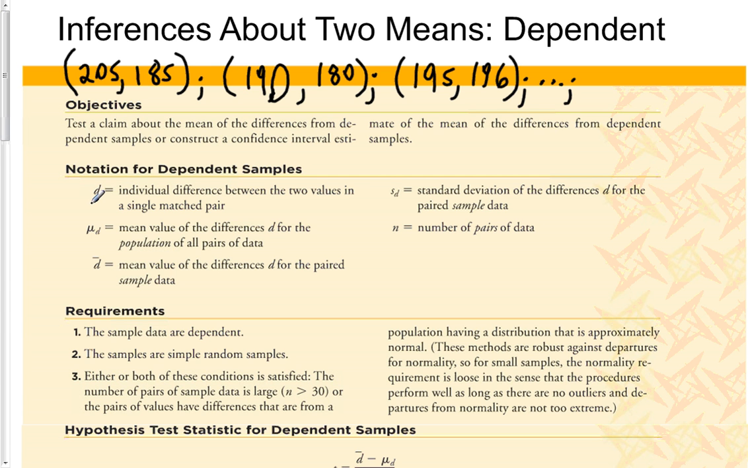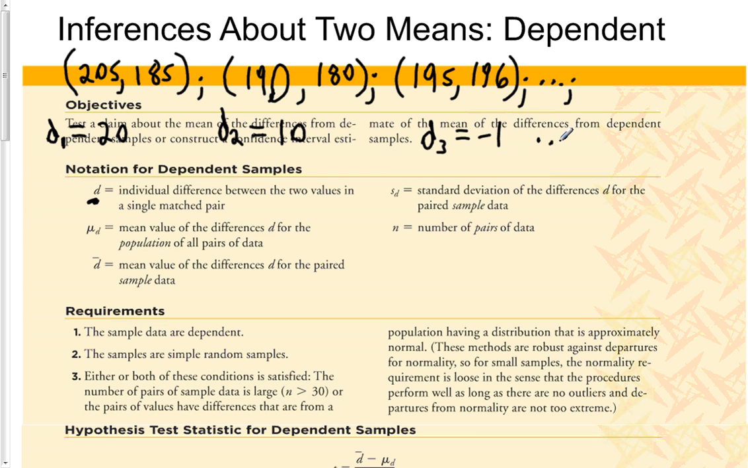So let's take a look at the notation. That difference in each individual matched pair is going to be denoted d. So for instance, the first difference, or the first d, would be this difference for this first matched pair. We could call it d1, and it would be 205 minus 185, or 20. And the second matched pair, the second difference, d2, would be 190 minus 180, or 10. And this third matched pair would have a difference of 195 minus 196, or negative 1.